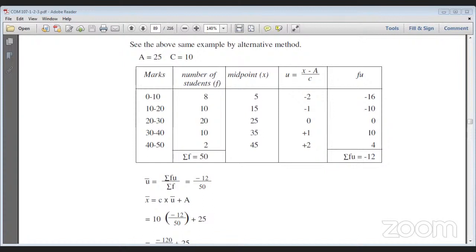Now there are some merits and demerits of mean. Four merits are given. On page number 8, two demerits are given. Then test yourself questions are given to you.